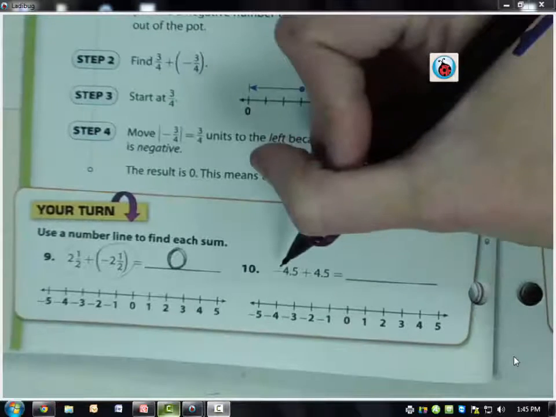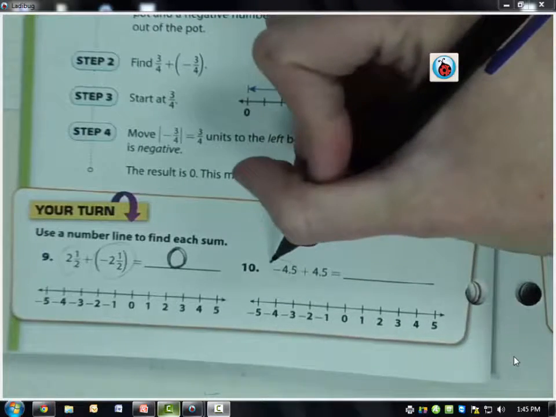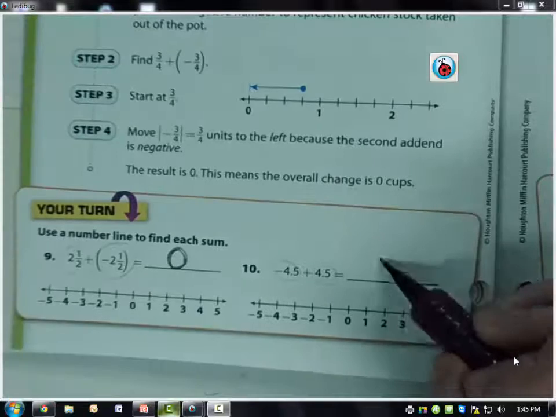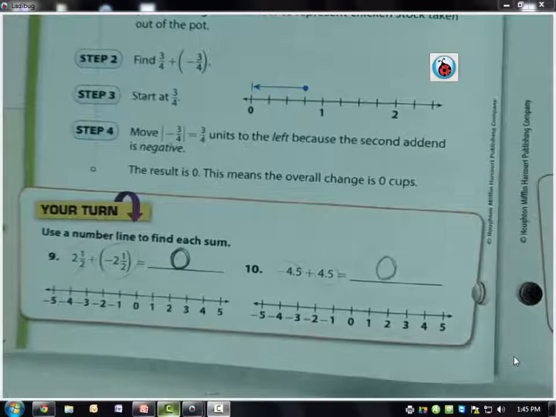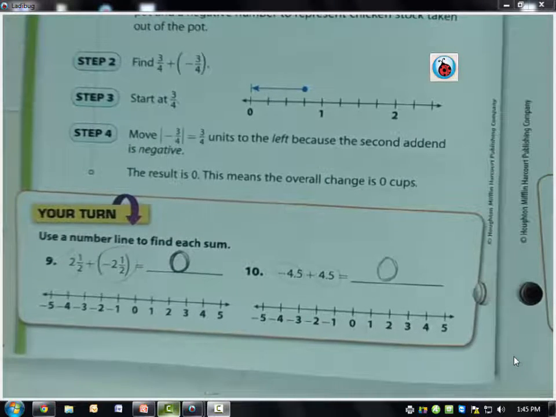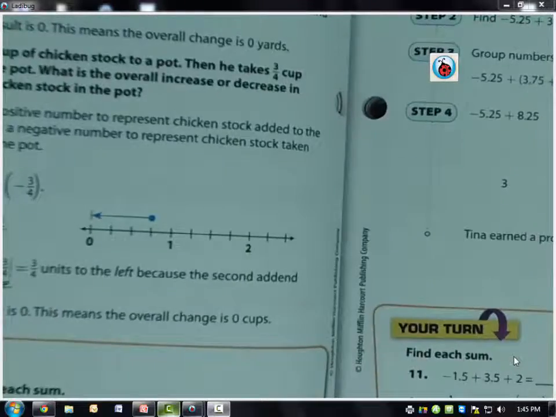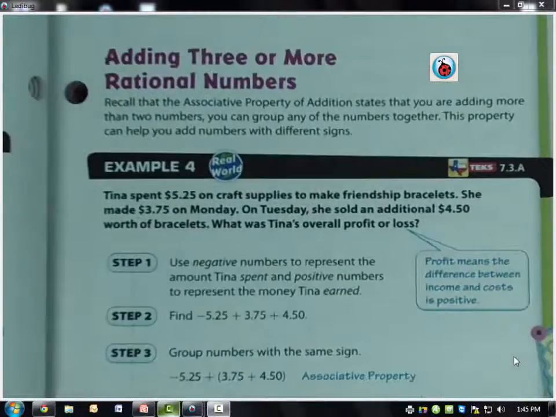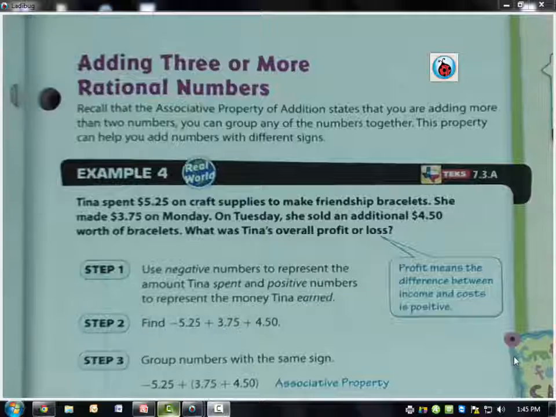Alrighty, now here's where it gets a little rough. Not really, it's going to be easy, but we did not go over this last week. So now we're going to be adding 3 or more rational numbers. So, going down here, let's read the problem.